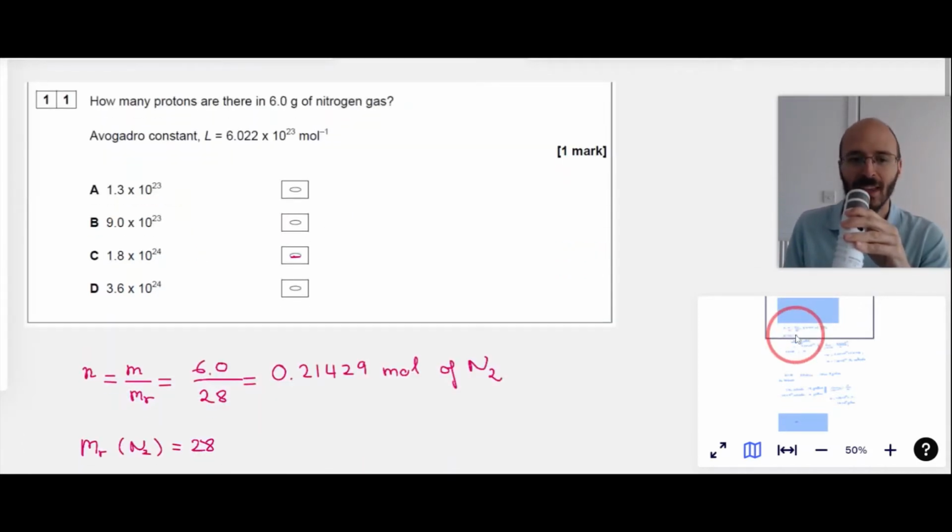So, first thing to do is you would calculate the number of moles. And the first trick of the question is that nitrogen is N2, it's a diatomic molecule, so the Mr is 28. So you do 6 divided by 28, that gives you this many moles of nitrogen.